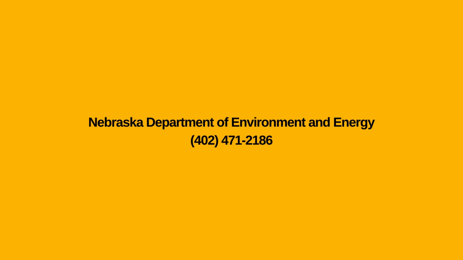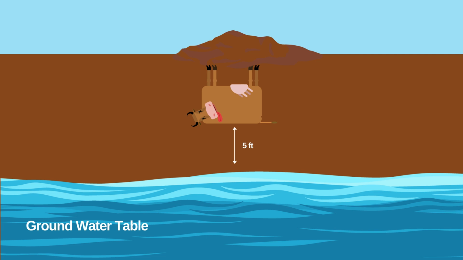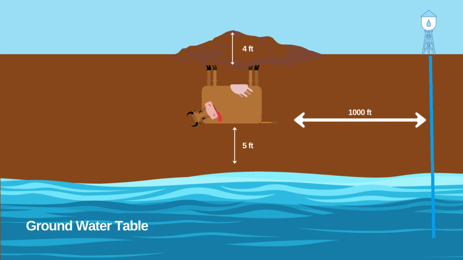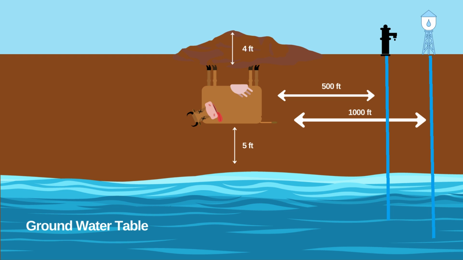If burial is the chosen disposal option, the Nebraska Department of Environment and Energy presents the following burial setbacks guidance. The pile must maintain 5 feet of separation from the bottom of the burial pit to the groundwater table. Carcasses must be covered with at least 4 feet of compacted soil. Burial pits cannot be located within 1,000 feet of a public water supply well or within 500 feet of a domestic well, and must be outside of any wellhead protection areas.